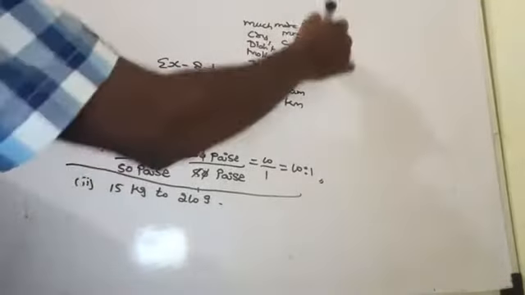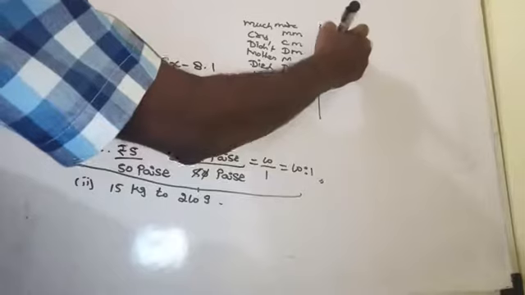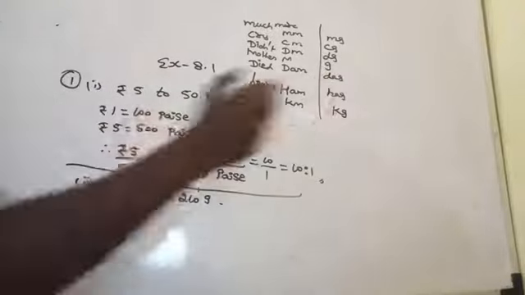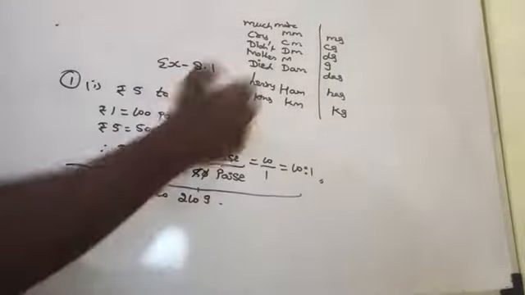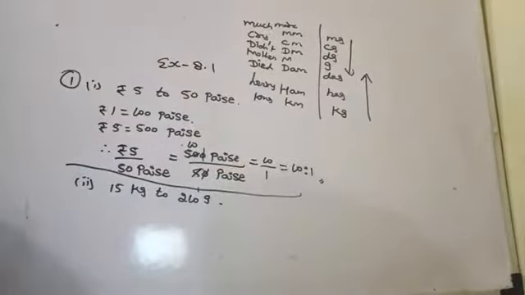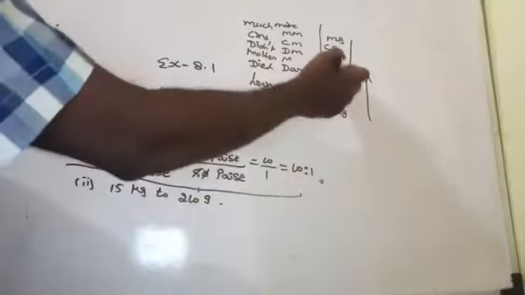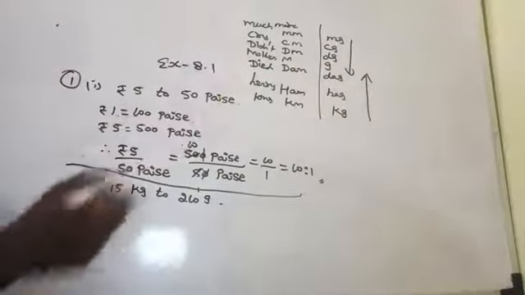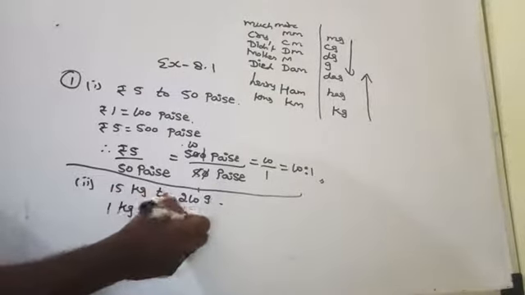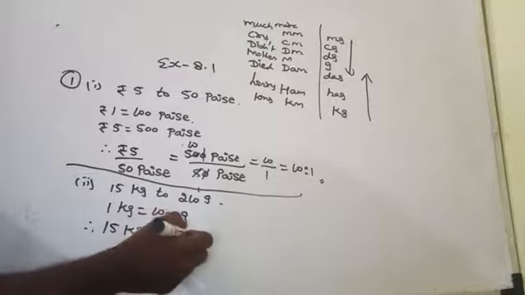Here it is the same thing. Instead of that, you can write gram, then decigram, centigram, milligram, decagram, hectogram, kilogram. If you are coming from up to down, then you should divide. If you are going from down to up, you should multiply. Now, where is kilogram? Kilogram is here. Do you want to convert kilogram into gram? So, tens, hundreds, thousand. You have to multiply by 1000. So, 1 kg equals 1000 gram. Therefore, 15 kg is equal to 15,000 gram.